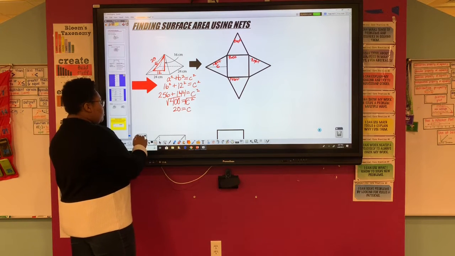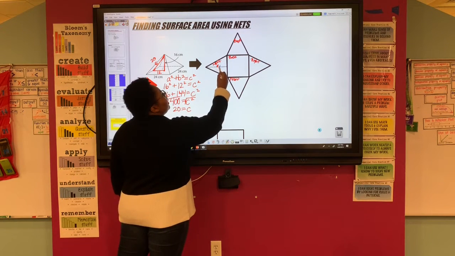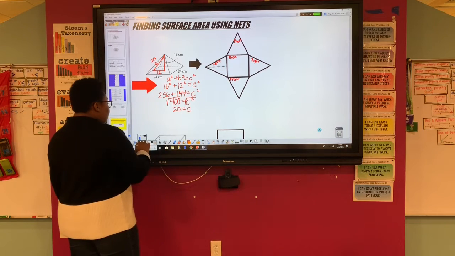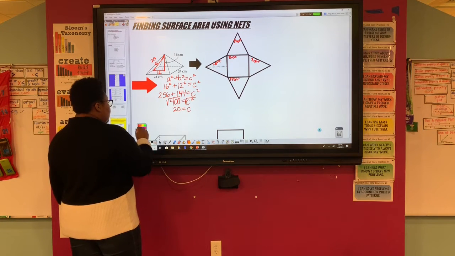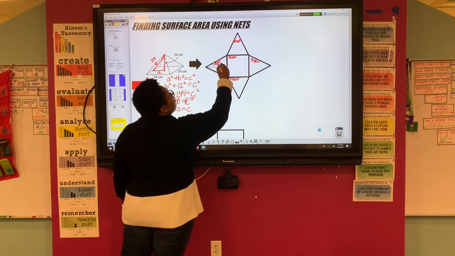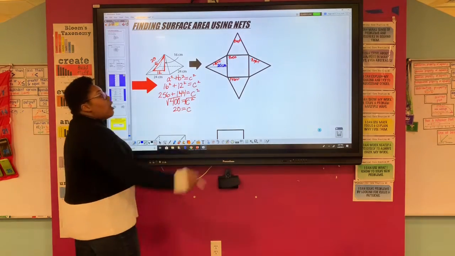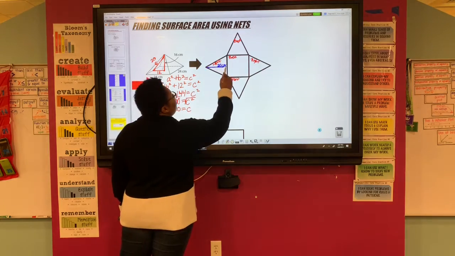Wait for the board to act right. I can erase that on my net and go ahead and replace that with 20 centimeters. So now I have the height of my triangle.